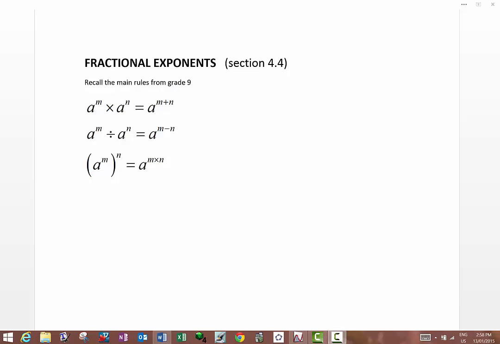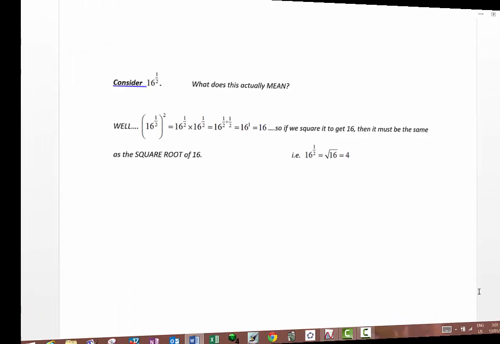Today we're going to look in this short video at fractional exponents. We've already covered the basics and a recap of the grade 9 rules, which are listed here. Provided the base is the same, when you multiply numbers involving exponents, you just add the exponents. When you divide numbers involving exponents, you subtract the exponents. And when you raise a number to an exponent and then raise all of that to another exponent, you just multiply the exponents.